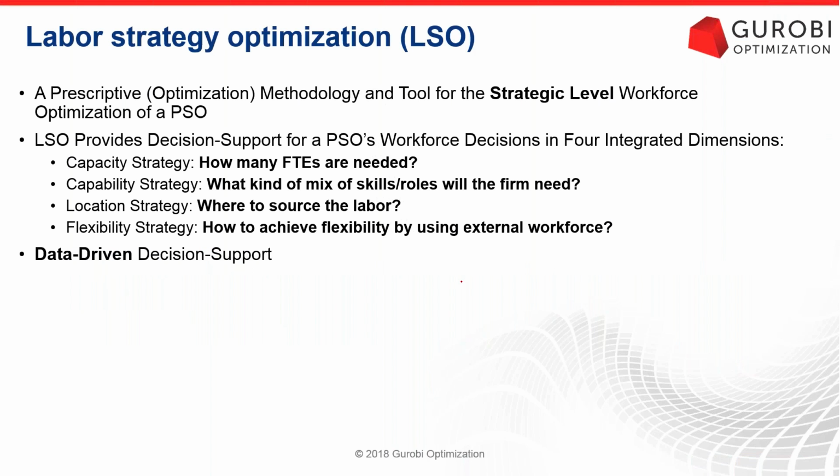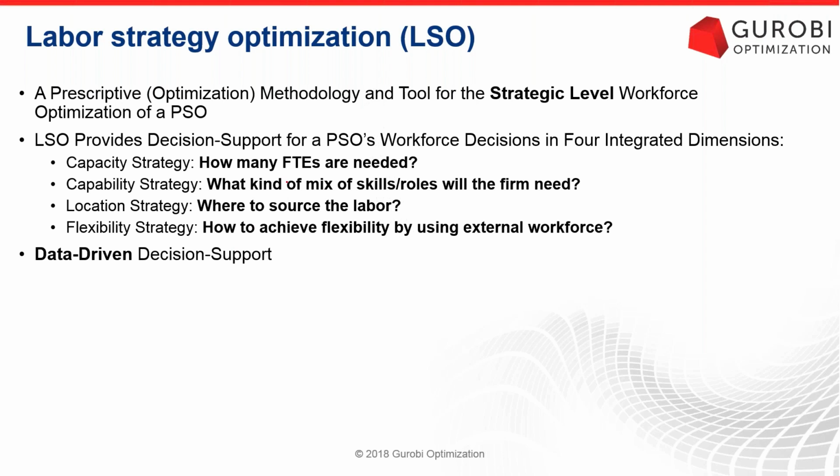Now let's take a look at how to formally define labor strategy optimization. LSO stands for a prescriptive optimization methodology and tool at the strategic level to optimize the staffing decisions for a professional service organization. It provides decision support for the following 4 dimensions of decisions: capacity, capability, location, and flexibility.